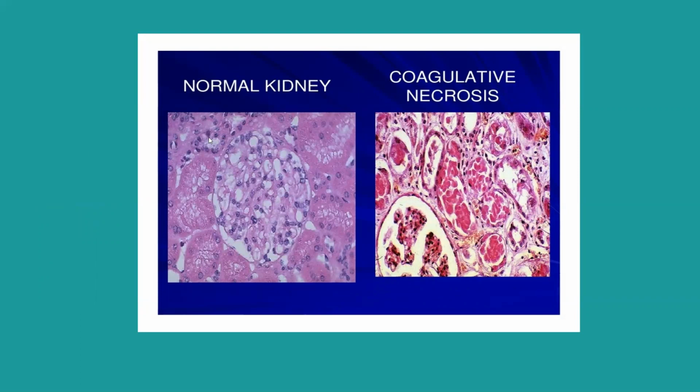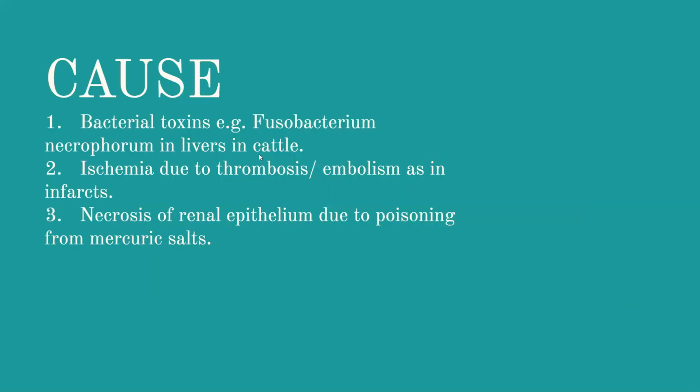So the left side diagram is the normal diagram of a kidney. This is how a normal kidney will be seen. Whereas the second diagram, the right side diagram, is the coagulative necrosis affected kidney. Okay, so the causes of coagulative necrosis are bacterial toxins like Fusobacterium necrophorum in livers of cattle, ischemia due to thrombosis or embolism as in infarcts, necrosis of renal epithelium due to poisoning from mercuric salts.